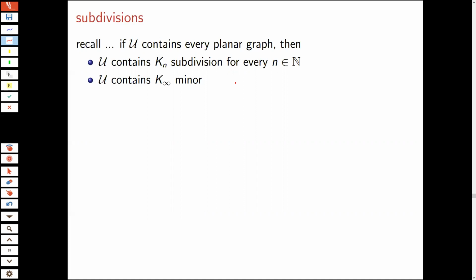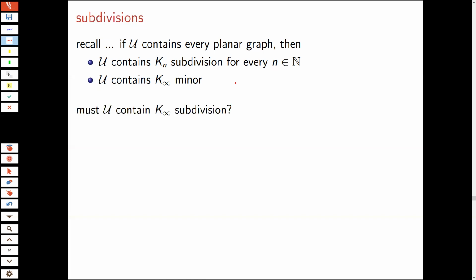So let me just say the final theorem, and I won't say anything about the proof. Recall from the beginning of the talk that if some graph U, remember this is an infinite graph, contains every planar graph, then it must be that U contains a subdivision of a finite complete graph Kn for every finite number n. And it also has to contain an infinite complete graph as a minor.